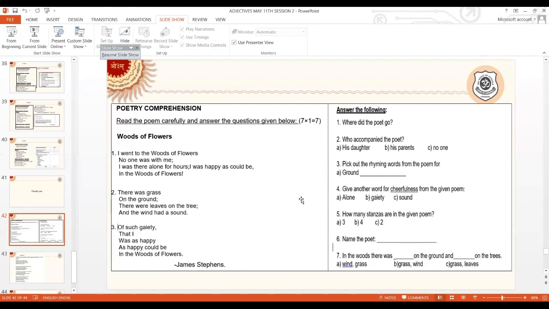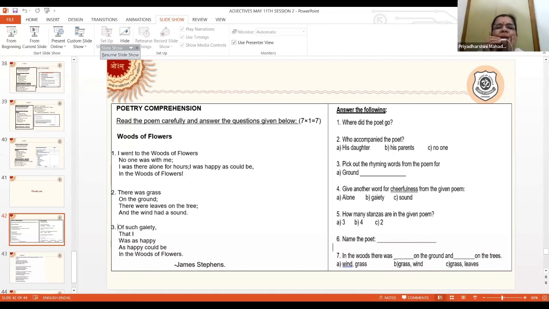Hello, ma'am. Yes, ma'am, please. Woods of flowers. I went to the woods of flowers. No one was with me. I was there alone for hours. I was happy as could be in the woods of flowers. Shall I continue? Yes, ma'am, please.